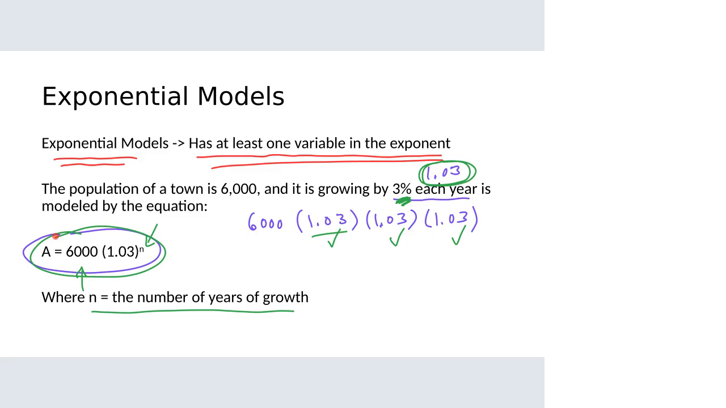Let me know if you have questions on how we arrived at this model before I go forward. The main idea there is the growth rate is 3%, so we use 1.03 when we make our model. So our starting amount times our growth rate raised to the n power, and n is the number of years.